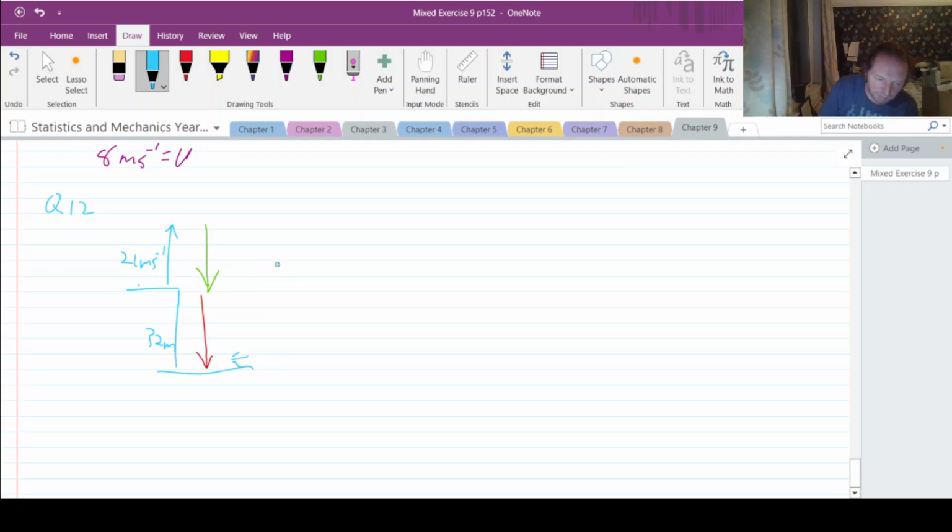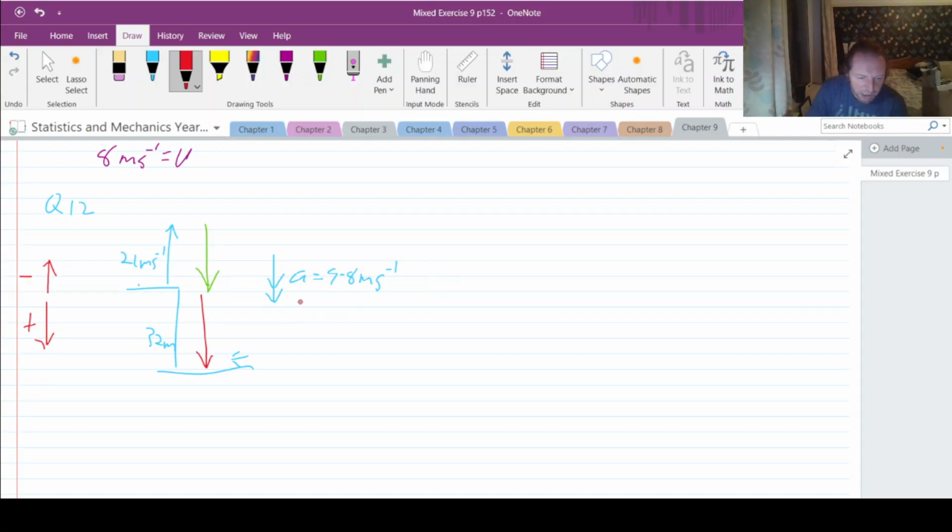We do have an acceleration, not given. So we've got an acceleration of 9.8 meters a second squared. That is the direction that I am going to consider to be positive, so positive this direction, and negative this direction, just so that I get all of my signs correct. So let's see if we can do suvat on the red arrow.